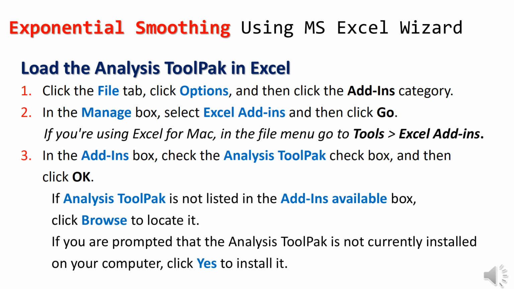Load the Analysis Tool Pack in Excel. 1. Click the File tab, click Options, and then click the Add-ins category. 2. In the Manage box, select Excel Add-ins and then click Go. If you're using Excel for Mac, in the File menu go to Tools, then Excel Add-ins. 3. In the Add-ins box, check the Analysis Tool Pack checkbox, and then click OK.